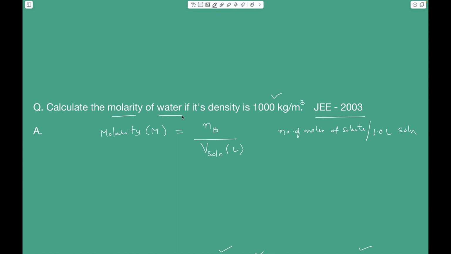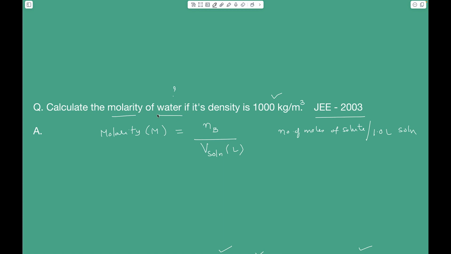Now here we are talking about water, that is pure water. In pure water, what is the solute and what is the solvent and where is the solution? Molarity is defined for a solution, and a solution is a homogeneous mixture of two or more things. What are those two or more things in pure water? See, how are we supposed to answer such a question?